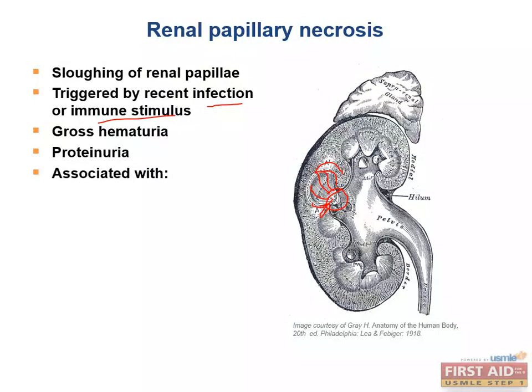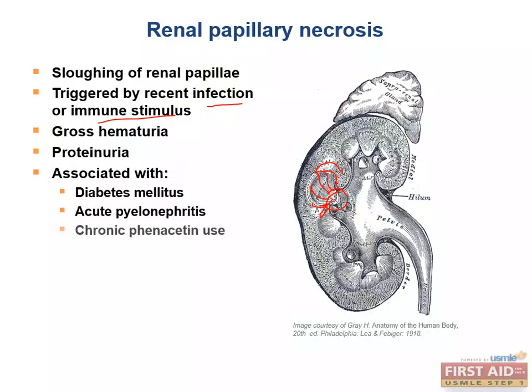Now, the underlying risk factors for patients to get renal papillary necrosis include diabetes mellitus, acute pyelonephritis, chronic phenytoin use, and sickle cell anemia or trait. So patients with any one of these diseases who then have an infection or immune stimulus can then have renal papillary necrosis.